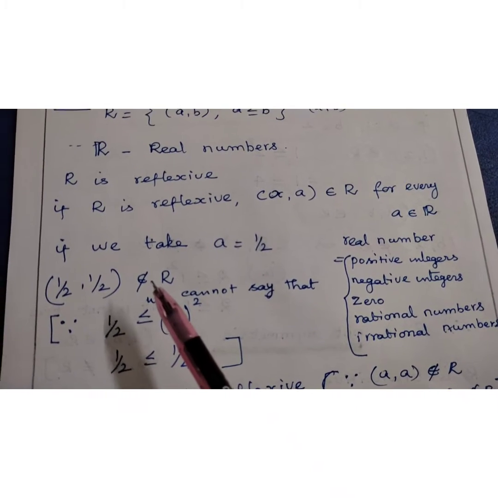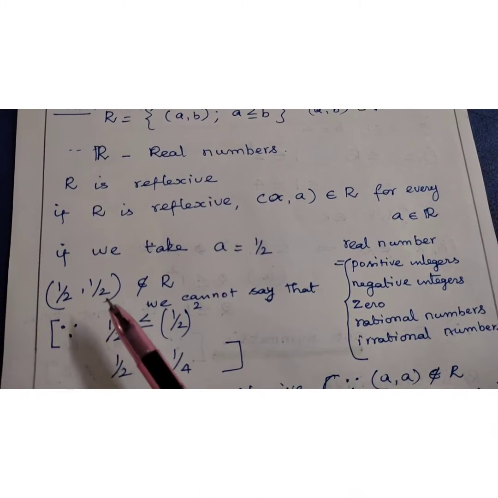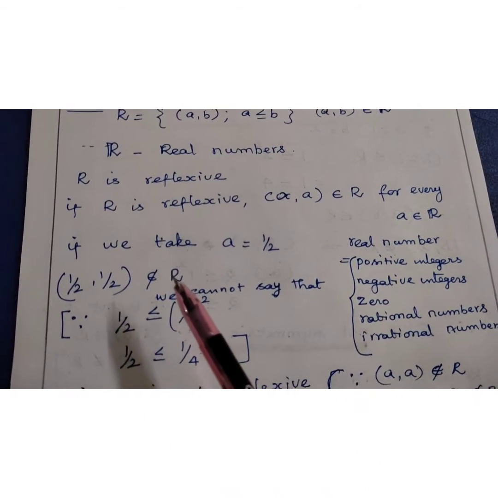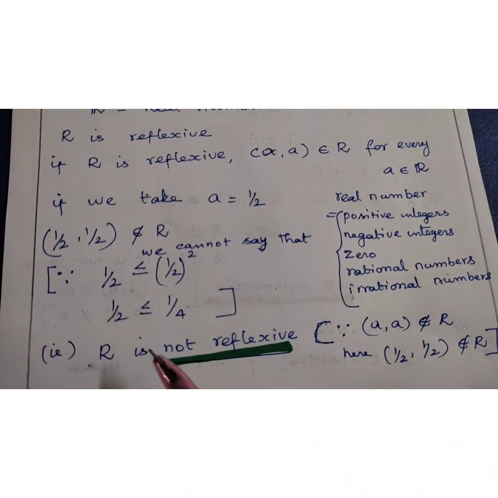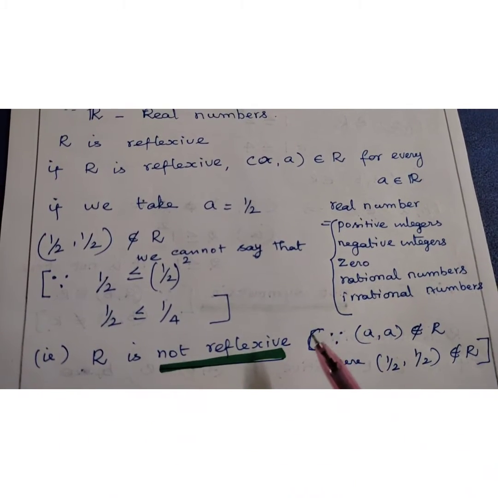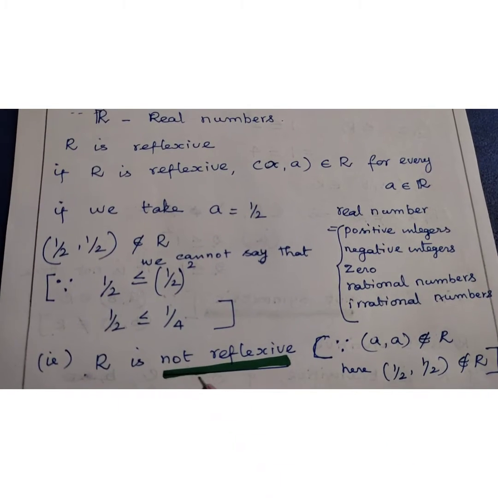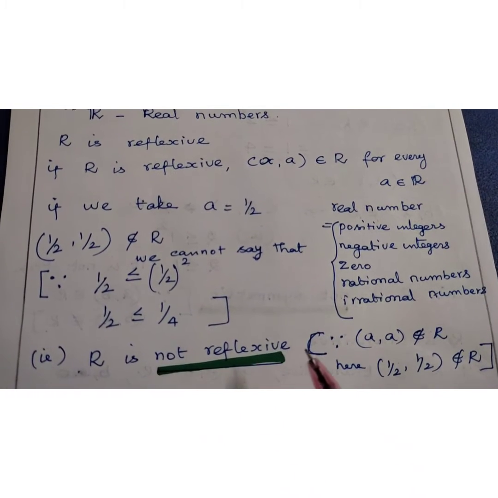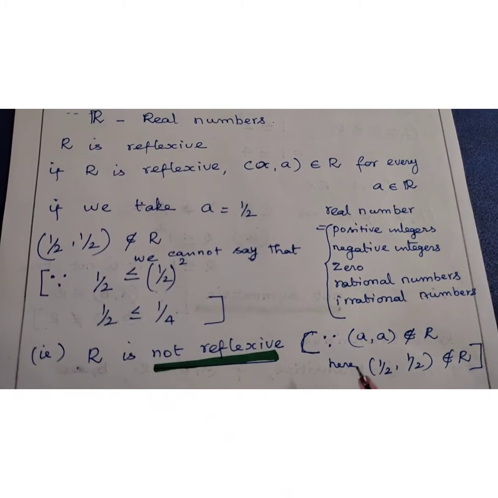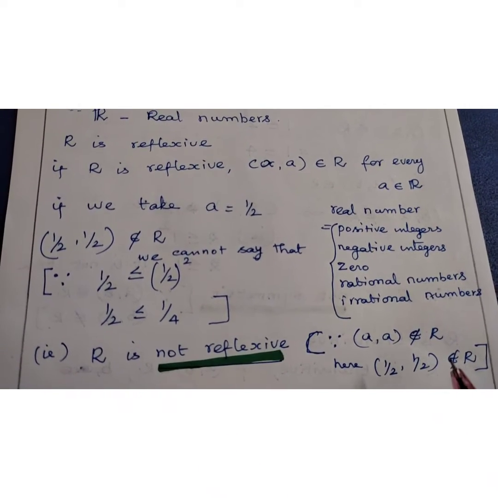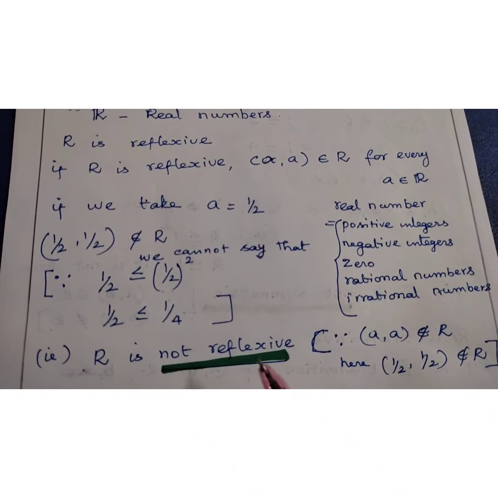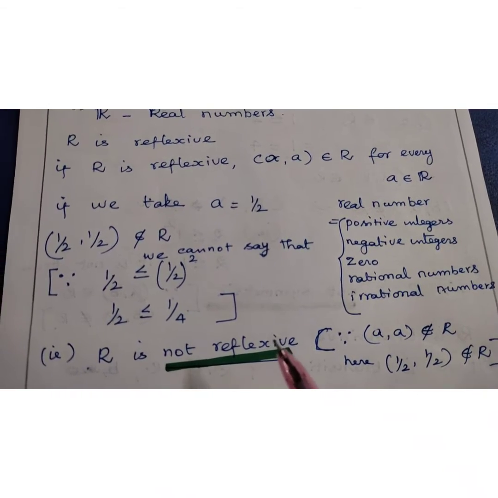Now we have the statement here, (half, half), that means (a, a) does not belong to R. (a, a) does not belong to R means R is not reflexive. Here we write the conclusion: R is not reflexive because (a, a) does not belong to R. Here (half, half) does not belong to R. Therefore we get that condition, R is not reflexive.